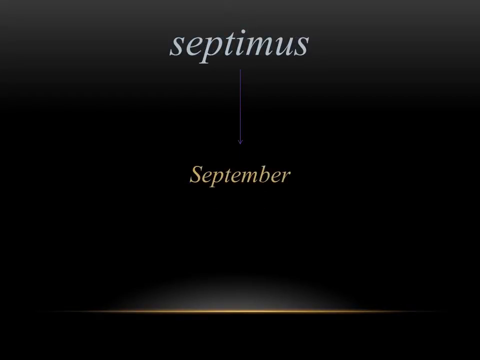Septimus means seventh in Latin. And an easy way to remember this is think of the month September. It's got the same root of 7 in it. And the reason for this is because September was the 7th month of the year in the Roman calendar. So if you can remember September, you'll remember that Septimus means 7.